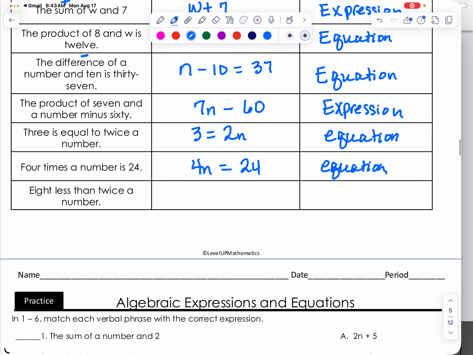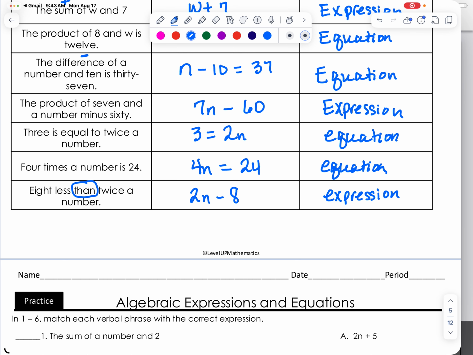8 less than twice a number. Now I hope you noticed the turnaround word. That means the 8 is going to go at the end. So twice a number is 2N and then minus 8. And this was an expression.